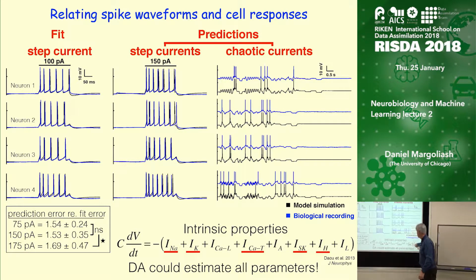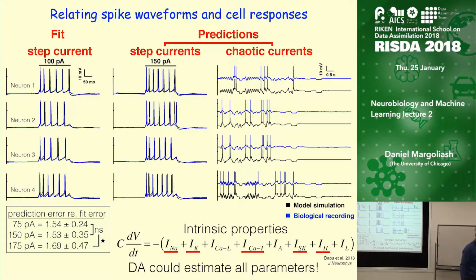So we did, let's be clear here, this is my postdoc, Arij Dow, who's now an assistant professor, manually adjusted the magnitudes of these individual ionic currents, just manual adjustment, and he was able to get models that fit the actual biological traces well and make good predictions both for other step currents and for these more complex chaotic currents that we were injecting into the cells in service of the collaboration with Henry's group.